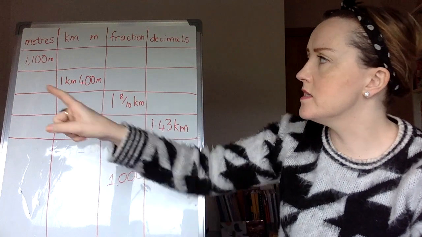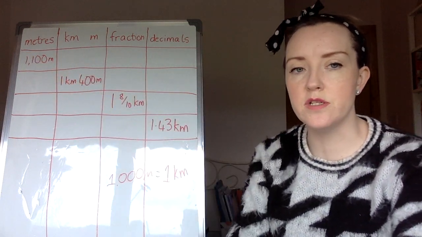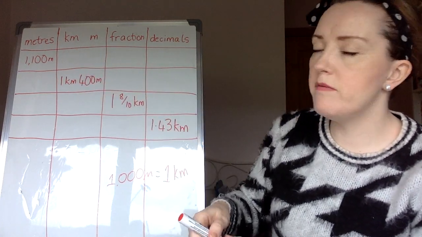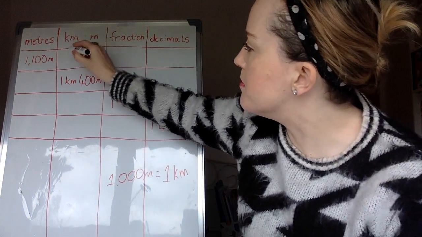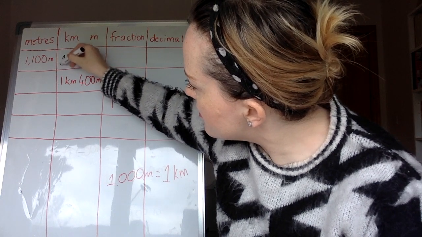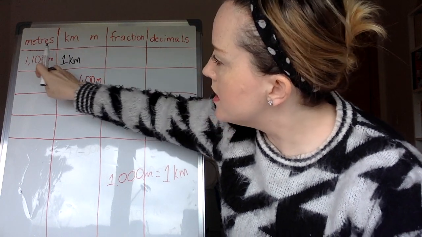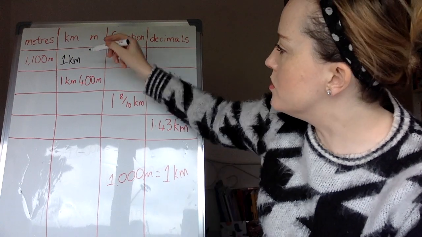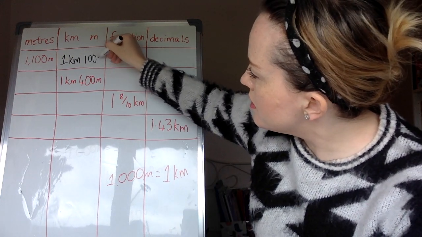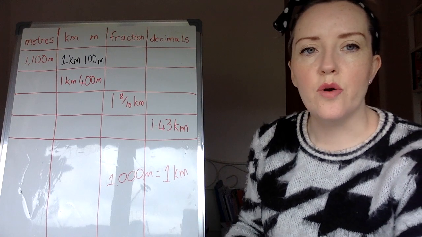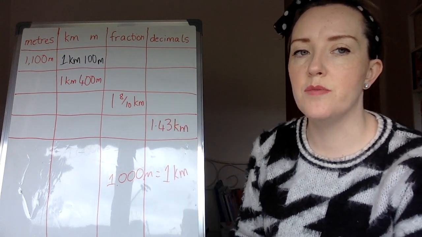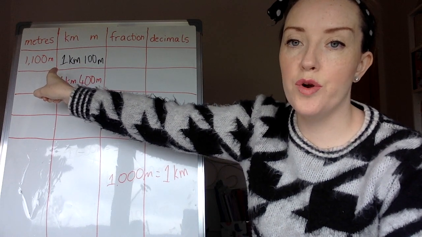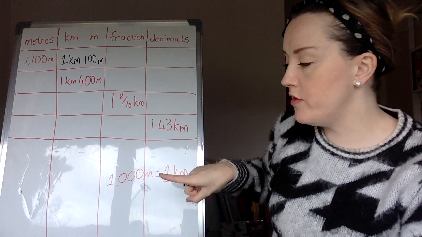So if I know that, and up here I have 1,100 metres, I know that 1,000 is 1 kilometre. So here I'm going to say it's 1 kilometre, and I'm going to write my km for kilometre. And what's left over? How many metres are left over? Very good, 100 metres. So there's my answer to the second column here.